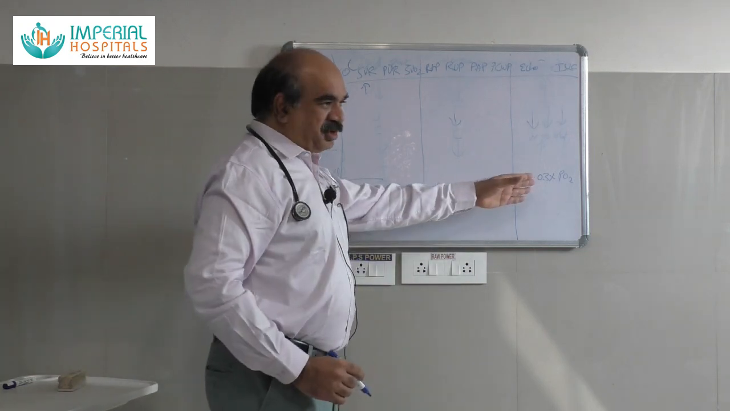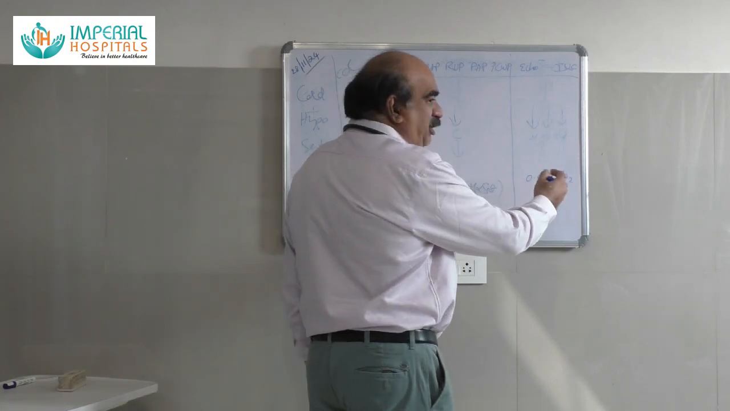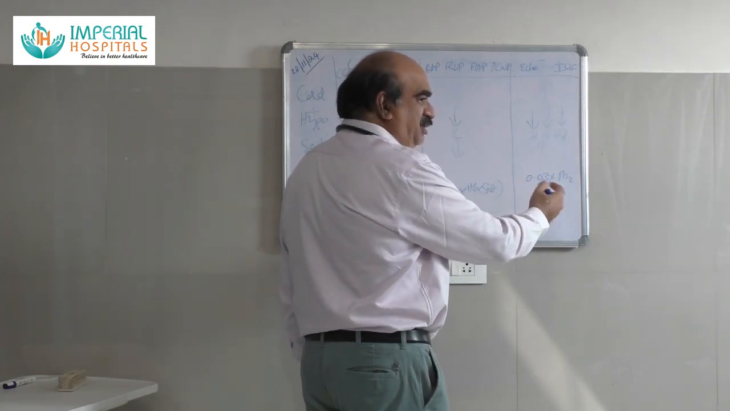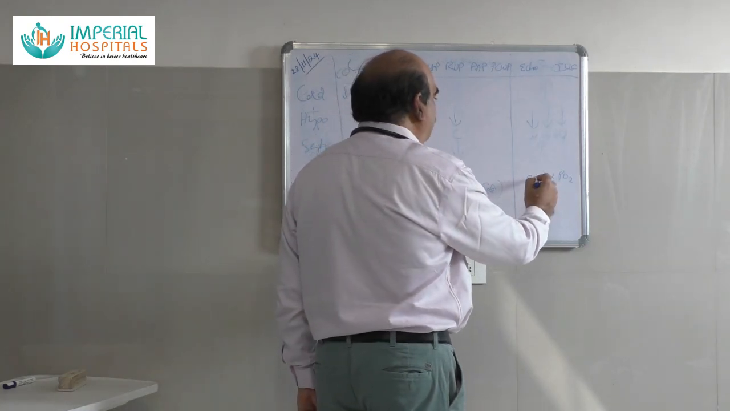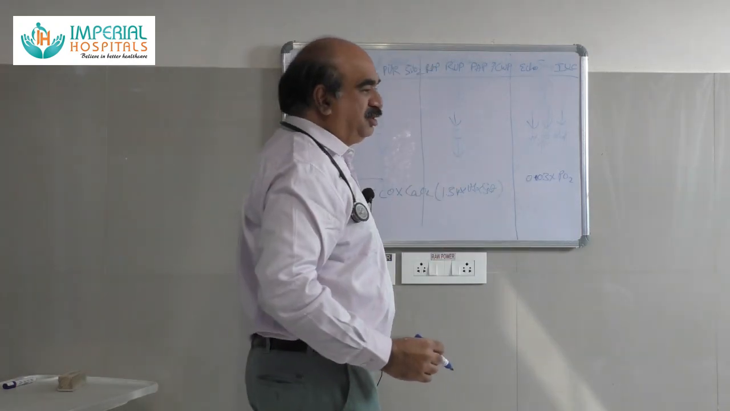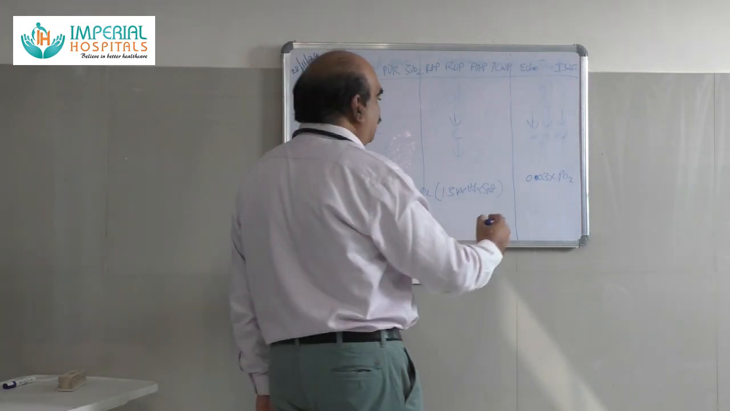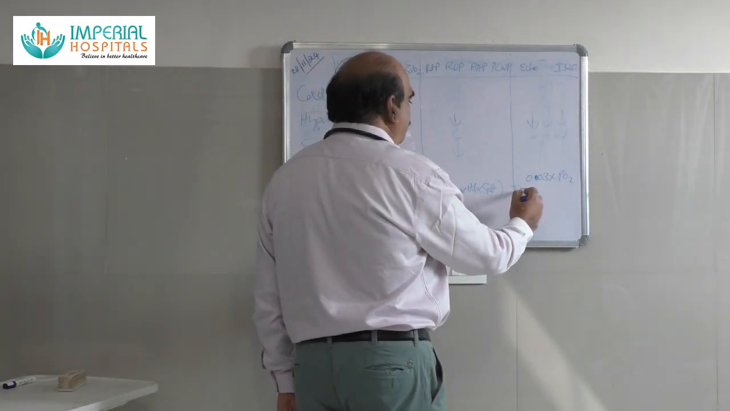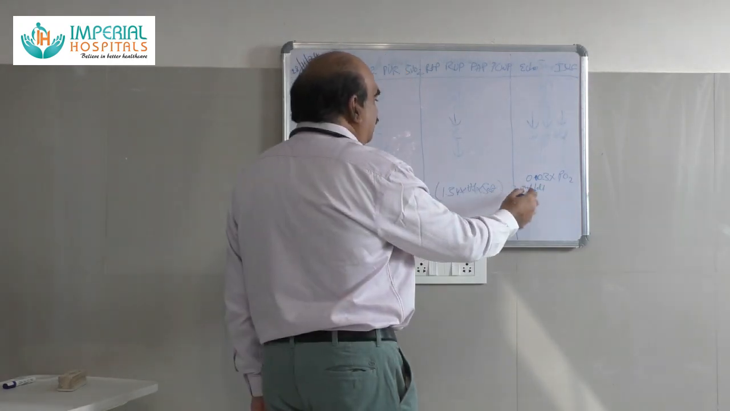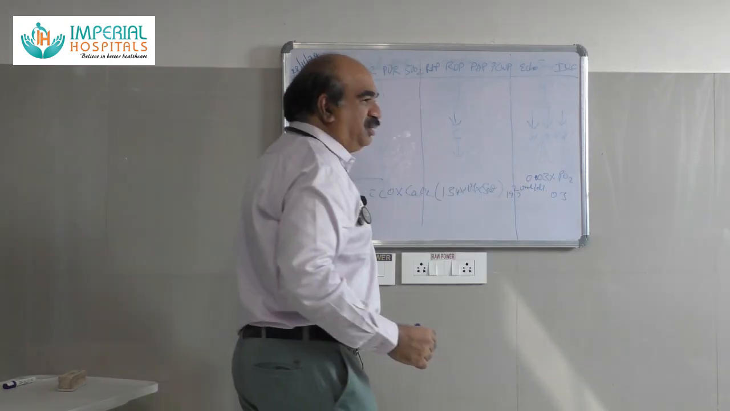Here, if the partial pressure of oxygen is 100, then 100 into 0.03. Here it is ml per liter. We have to convert it to deciliter, so we divide 0.03 by 10. So 0.003 into PO2. What is the normal arterial oxygen content? Normal arterial oxygen content is 20 ml per deciliter. So in 20 ml per deciliter, 19.7 is HbO2 and only 0.3 is dissolved oxygen.